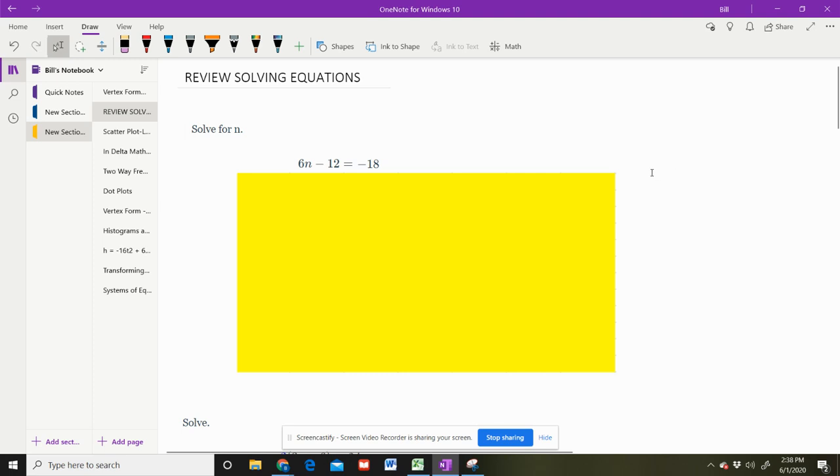All right, so today what we're going to do is review of solving equations. So we're just going to start off with the first one. We've got 6n minus 12 is equal to negative 18.